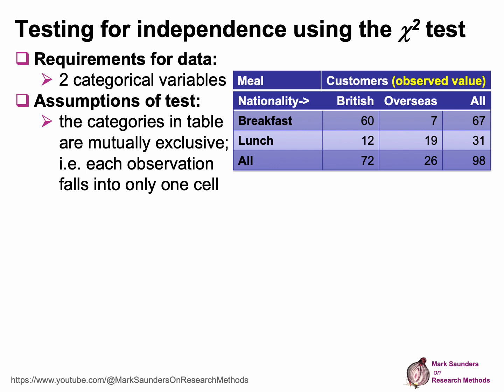The first assumption that the test has to satisfy is that the categories in the table are mutually exclusive. This means that each observation can only fall into one cell. So if a person is British, then the last meal they could have purchased is either breakfast or lunch, but they could not have purchased both as their last meal. Similarly, if a person is overseas, the last meal they could have purchased is breakfast or lunch. And similarly, if the person is overseas, they cannot be British. So each category or each cell, the number in it is mutually exclusive. That's the first assumption of the test.